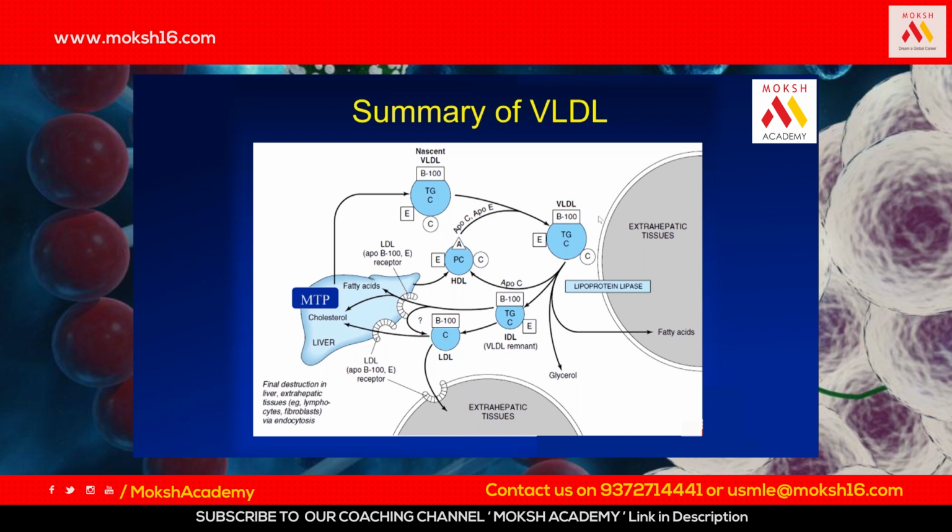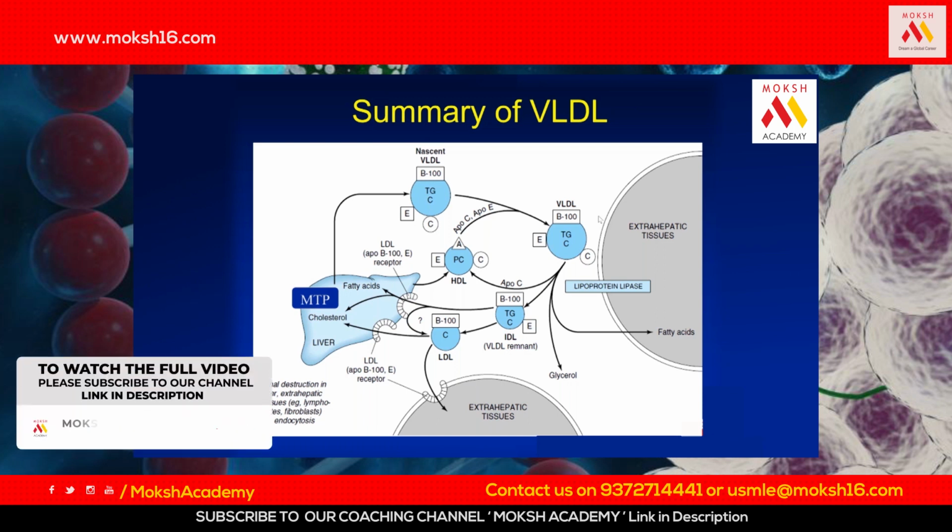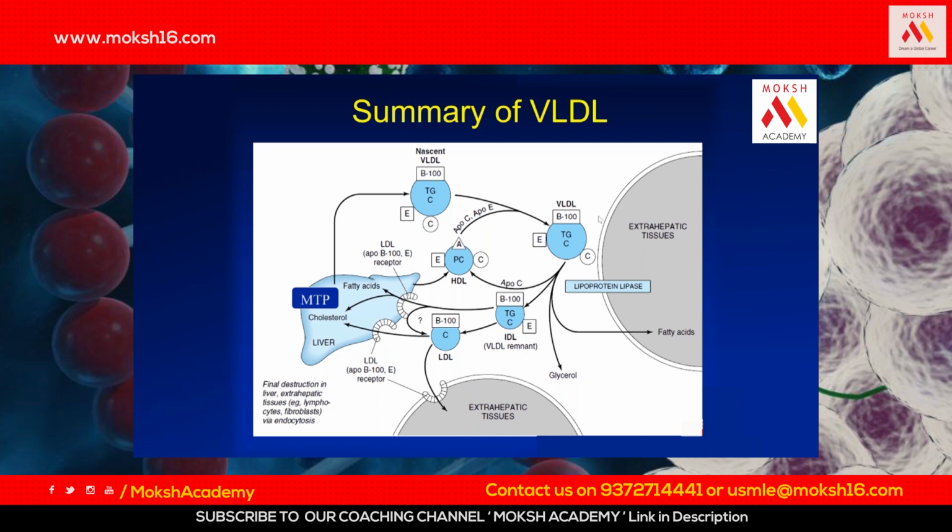Once nascent VLDL is in circulation, it has to become mature. So how do you mature a VLDL particle? Again, same process. Your HDL comes into the picture. You can see the picture here. HDL is going to donate ApoC and ApoE to nascent VLDL to become mature VLDL. So once the mature VLDL is in circulation, it can be acted upon by peripheral lipoprotein lipase.